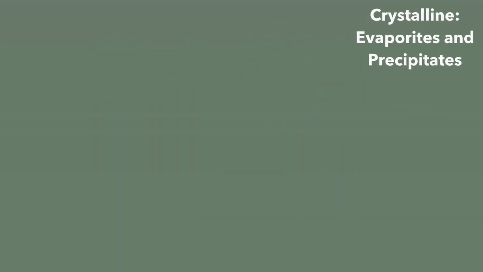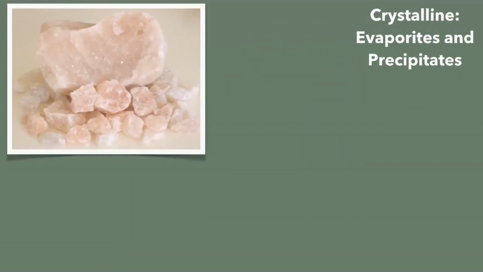Let's take a look at some examples. This is probably the best example. This is rock salt. Now, rock salt forms from seawater, which of course has salt, or halite, dissolved in it. And when that water evaporates, the salt stays behind in the form of crystals. Those crystals are the rock salt. This is why it's called an evaporite. This is also why it's called crystalline, because it's crystals of salt that were left behind after evaporation occurred.